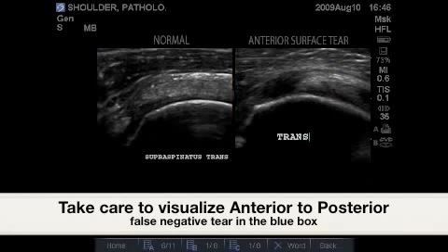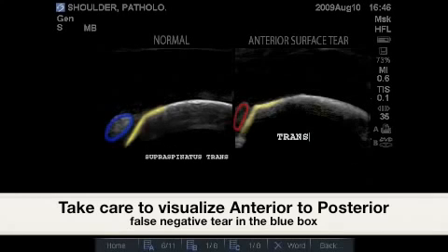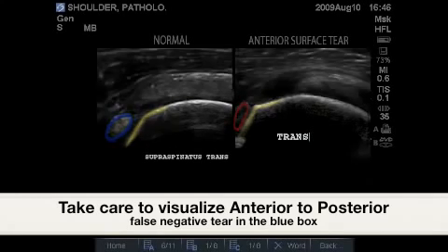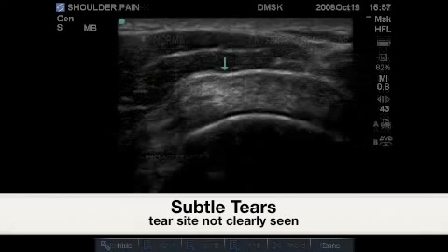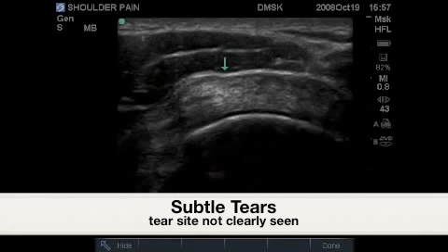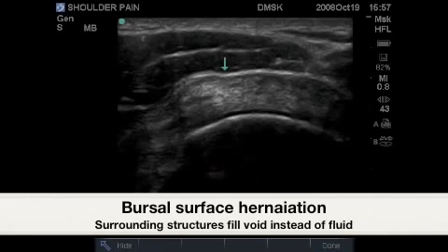Here is a corresponding normal rotator cuff with a normally situated bicep tendon highlighted in blue where the dislocated one is in red. In this case, a long axis greater tuberosity would be a better landmark. Subtle intrasubstance tearing is often harder to identify.